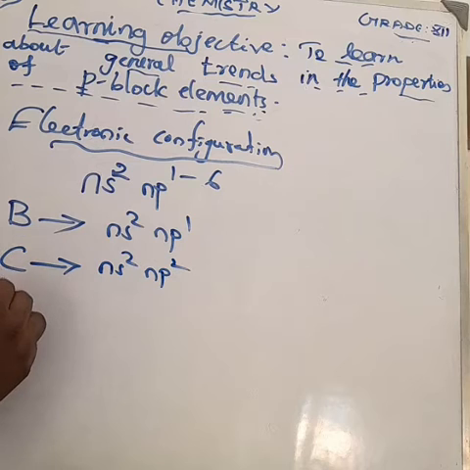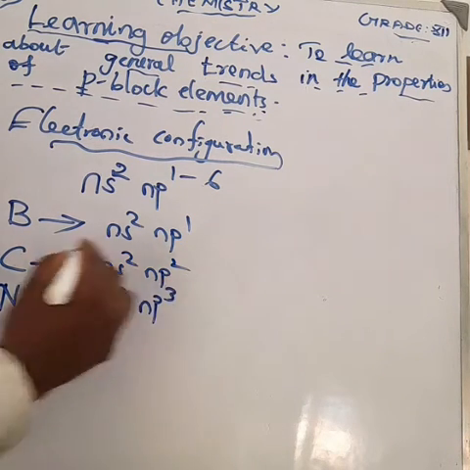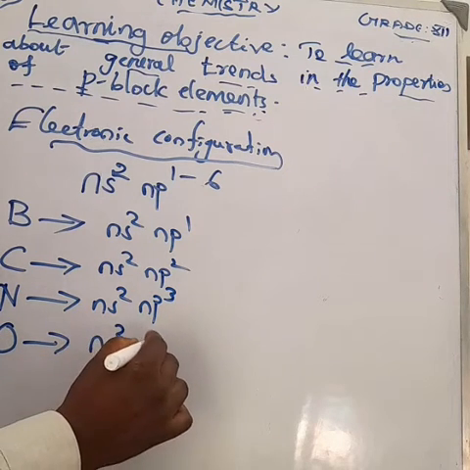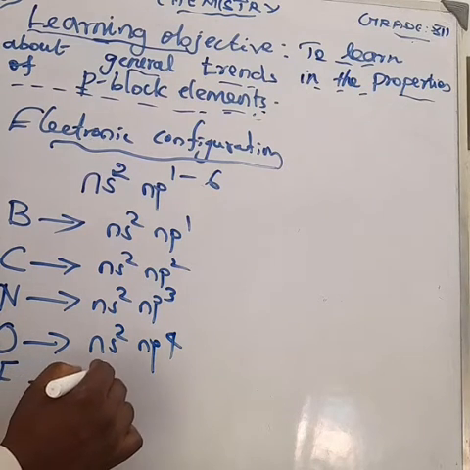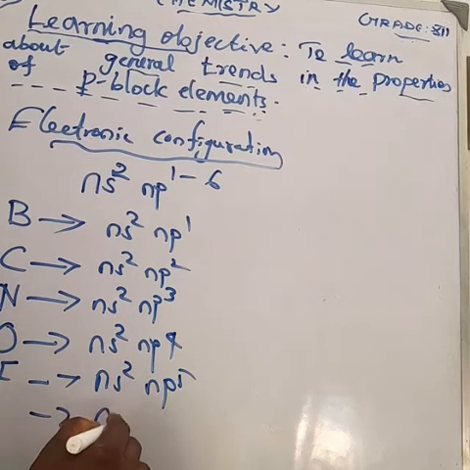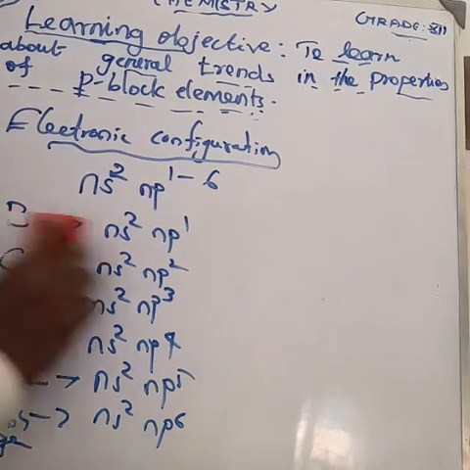Next, the nitrogen family: ns2 np3. Oxygen family: ns2 np4. Halogen family: ns2 np5. Noble gas: ns2 np6. Okay, can you understand? We already learned this in 11th grade, am I right? So practice how to write the electronic configuration. If you are finding it difficult, please ask me.